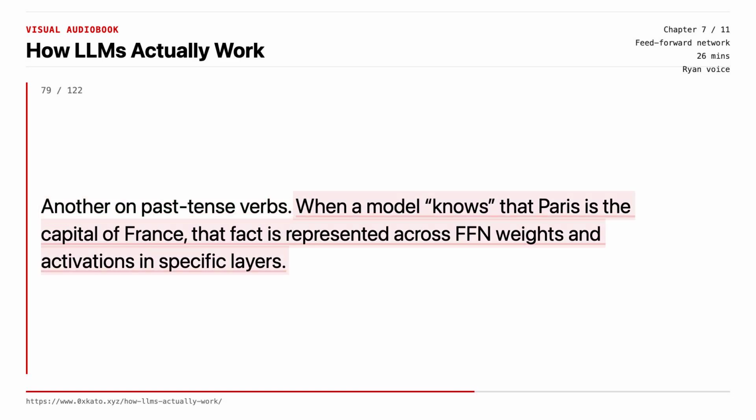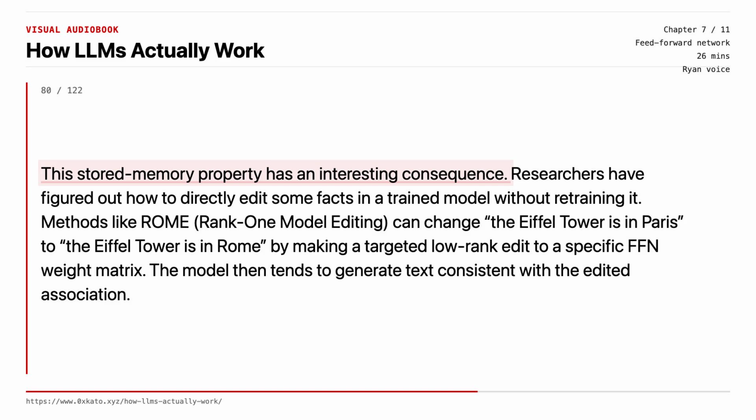When a model knows that Paris is the capital of France, that fact is represented across FFN weights and activations in specific layers. This stored memory property has an interesting consequence. Researchers have figured out how to directly edit some facts in a trained model without retraining it. Methods like ROME, Rank-1 Model Editing, can change "the Eiffel Tower is in Paris" to "the Eiffel Tower is in Rome" by making a targeted low-rank edit to a specific FFN weight matrix. The model then tends to generate text consistent with the edited association.